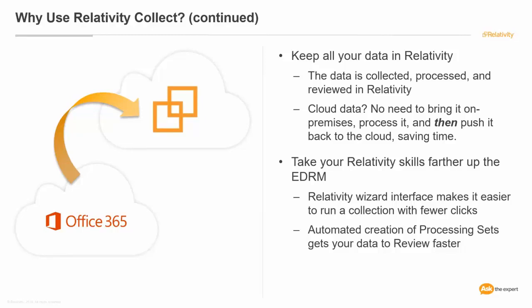Additionally, there are integrations as well. One of the nice features of Relativity Collect is that from within Collect, you can automatically have processing sets created of the collected data. That way, in processing, your set's ready to go, and you can immediately begin processing and have that data ready for review more quickly.